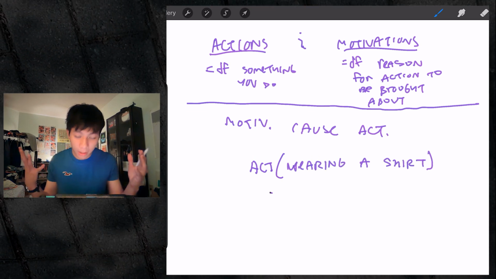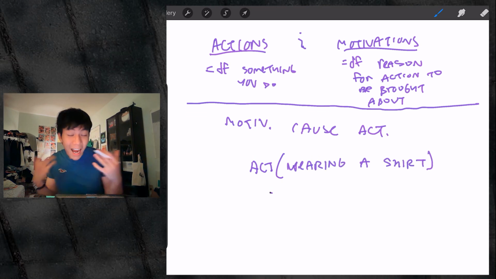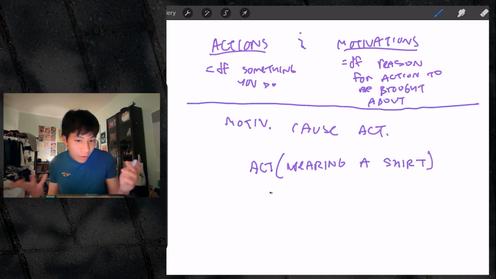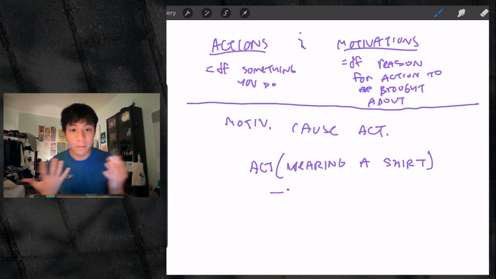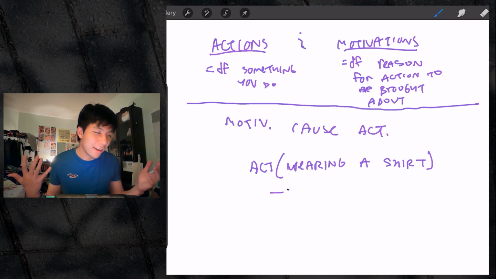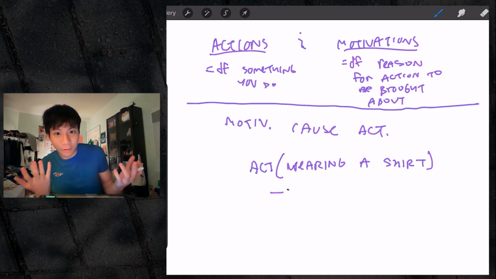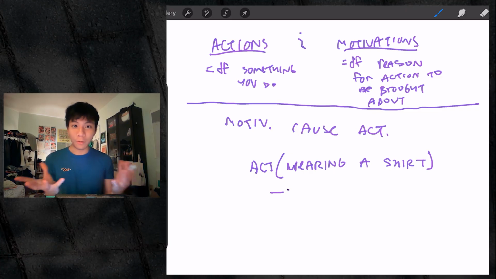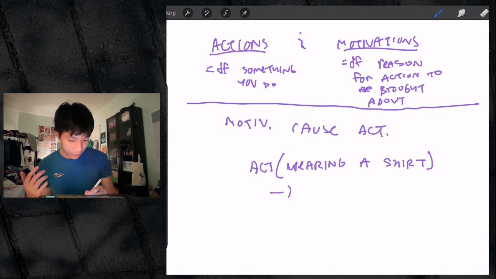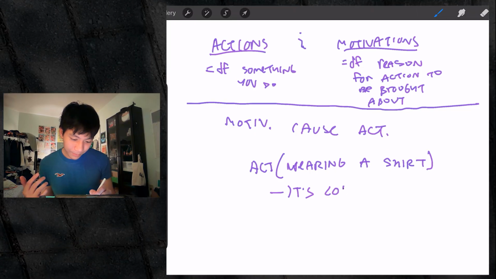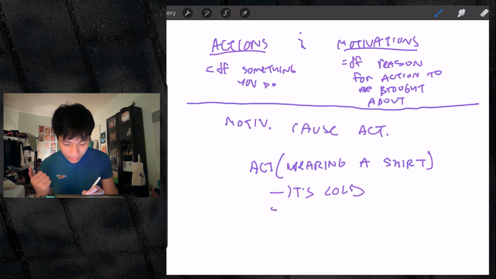So why might someone, or why might I, wear a shirt? There are a lot of reasons, so let's start naming some of them. Well, it could be that it's really cold outside and I'm feeling cold right now, and in order to feel warm, I'm going to put on a shirt. I'm just going to put this as it's cold. But you know what I mean.